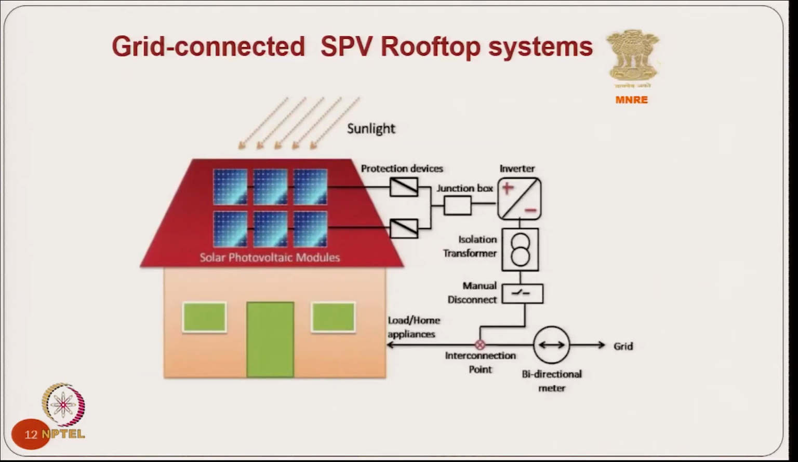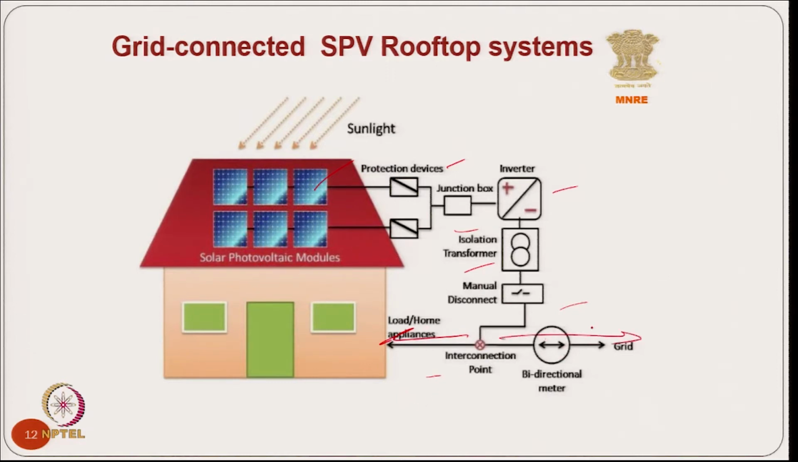This is a typical example of a grid connected solar photovoltaic rooftop system. You have solar panel modules on the roof, and of course protection devices with a junction box, and you have an inverter with an isolation transformer. Depending on the setup, you might have a manual disconnect, and then it is connected to the line, which can feed either the load in the home appliances, or it can send power to the grid.